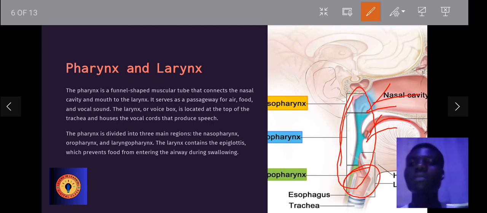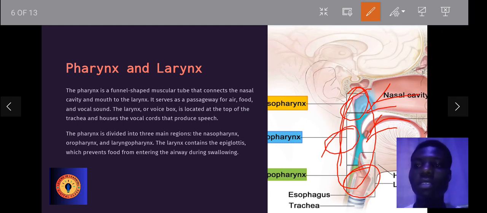The pharynx can also be subdivided. The pharynx can be subdivided into three, which we call the nasopharynx, the oropharynx, and then the laryngopharynx. So you can see it's divided into three regions or subdivisions.